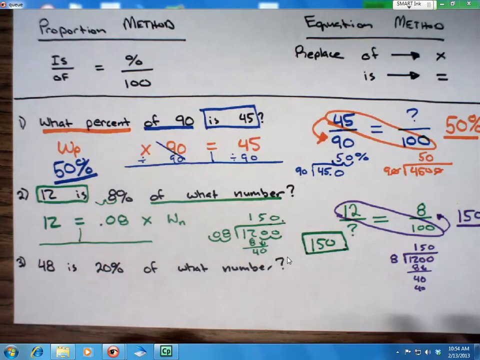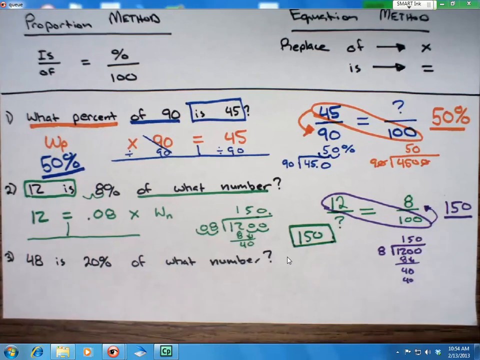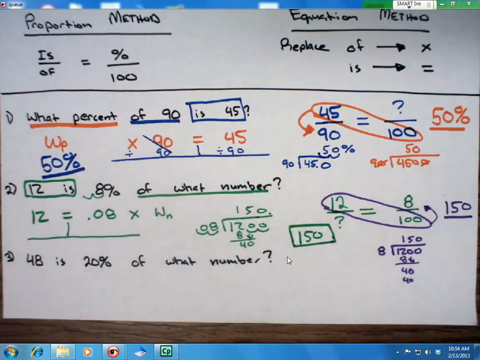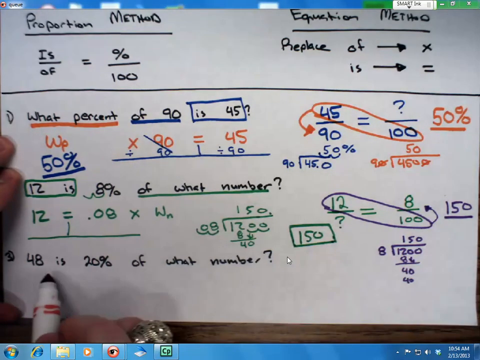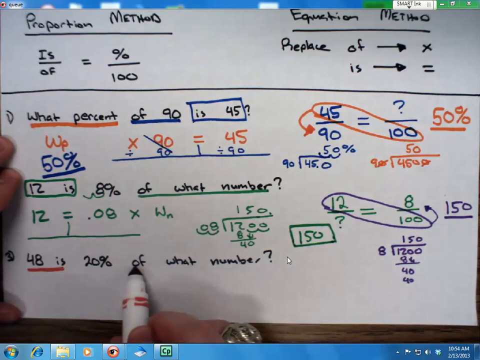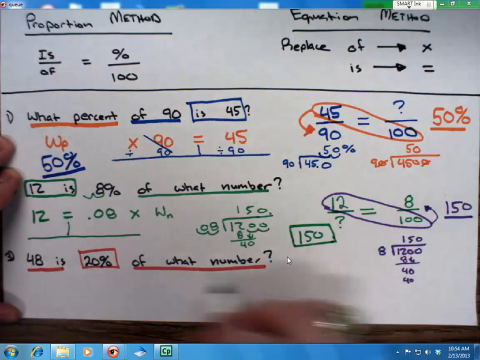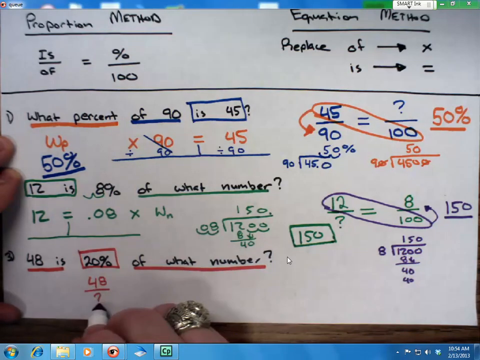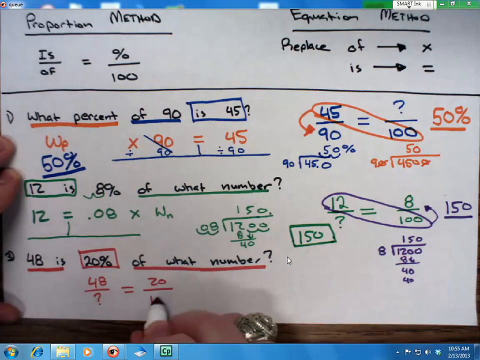Which way do you guys prefer? The proportion like we've been doing the last couple of days, or the equation? All right, well, on number 3, since you guys like the proportion better, let's do it that way. Again, we'll do our is over of. It says 48 is of what number? And obviously that's my percent right there. So my 48 is my is. My of, I don't know what that is. That's what we're trying to find. My percent is going to be 20 over 100.